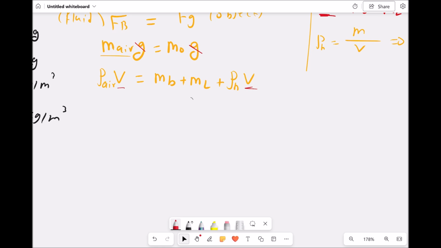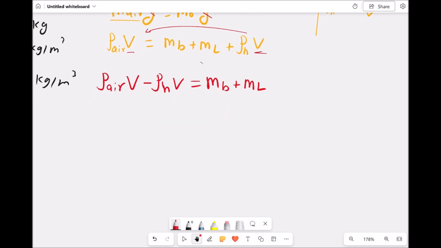So this one will be coming here. So density of air multiplied by volume minus density of helium multiplied by volume is equal to what? It's equal to mass of the balloon plus mass of the load that you have.